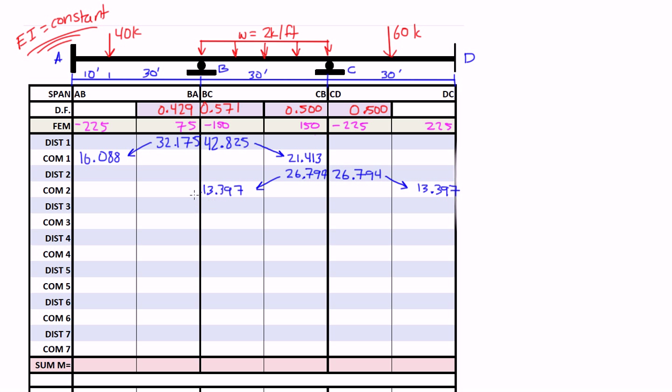So now we're back at joint B. For distribution 3, on this left side, we sum all the moments. So you do 75 plus negative 150, plus 32.175, plus 42.825, plus 13.397, times 0.429, which should give you positive 5.747. You flip the sign, you should get a negative 5.747. On the right side, you sum all the moments.